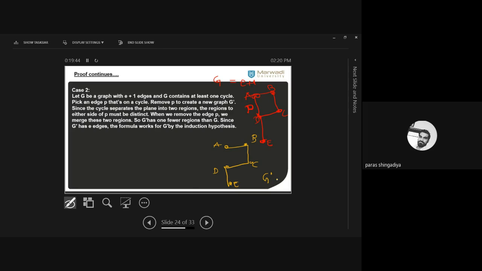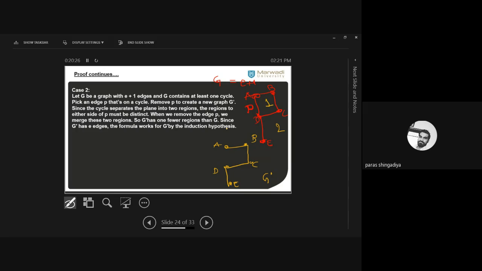Okay. There is one procedure to predict the answer, to verify the formula. So remove the P to create a new graph G dash. And now the cycle separates the plane into two regions. Which two regions? Consider the graph G. How many regions does this graph contain? Two regions. One is inside the cycle, and the second is outside. The cycle separates the plane into two regions. And now when we remove the edge P, both regions will be merged.